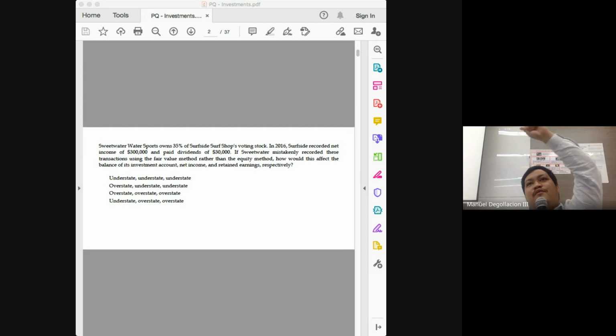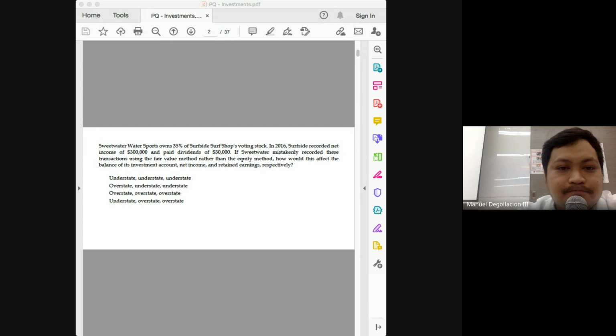But if we are under the fair value model, the income under the equity method is no longer a source of income. So even if the investee reports a profit under the fair value model, you will not be reporting your share in the profit as an income. So what then will be the source of income under the fair value model? You will have an income if you receive dividends. Okay. So what then will be the effect of what happened here? Recorded net income of 300,000 and paid dividends of 30,000.